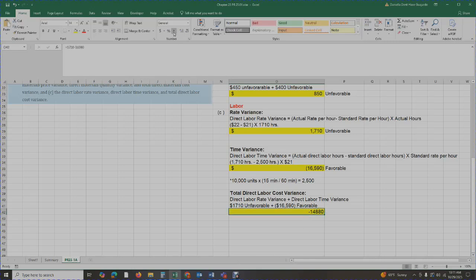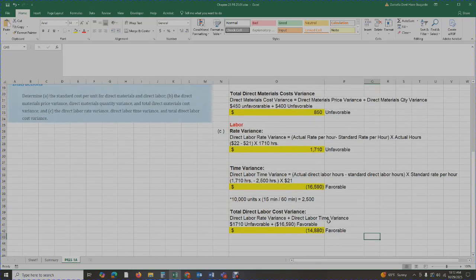14,880. And because the number is negative, remember, if it's negative, we have a favorable variance. So our total direct labor cost variance is favorable. We spent less money than we had anticipated in labor costs in total. Yes, the rate was higher, but the time variance was lower. The net impact to my total direct labor cost variance is 14,880 favorable.